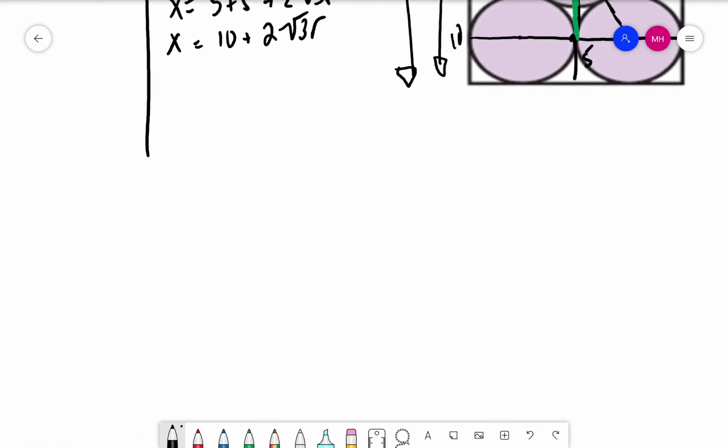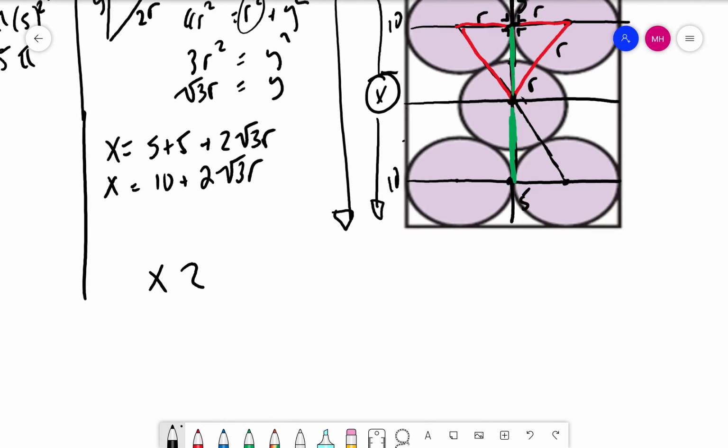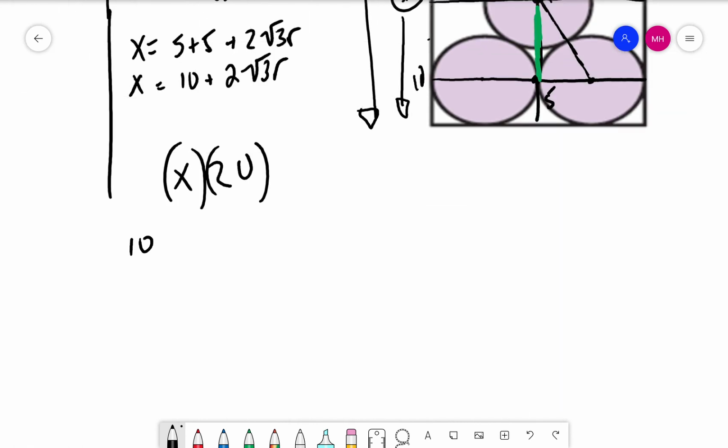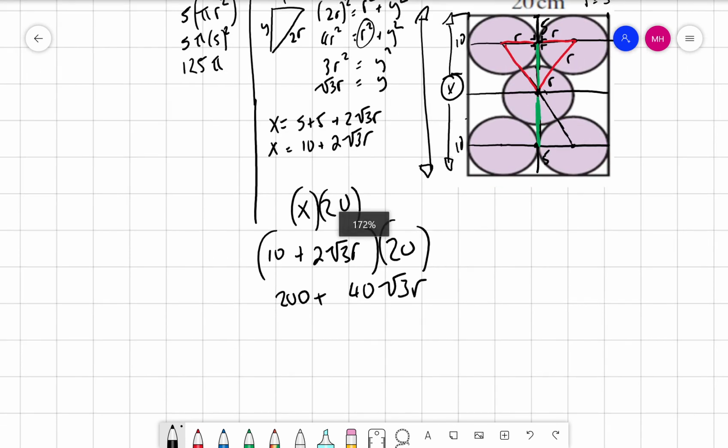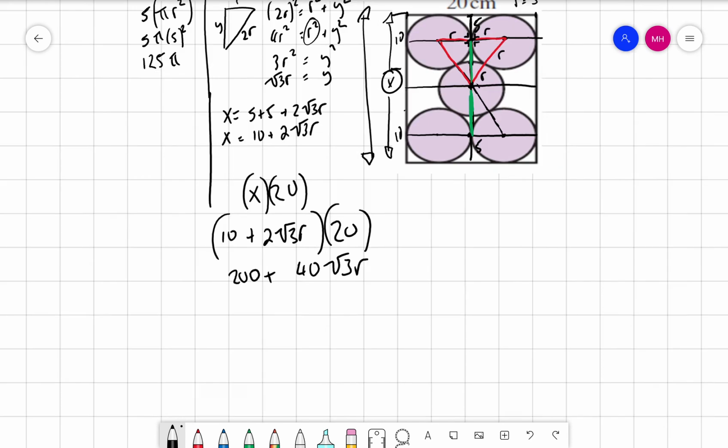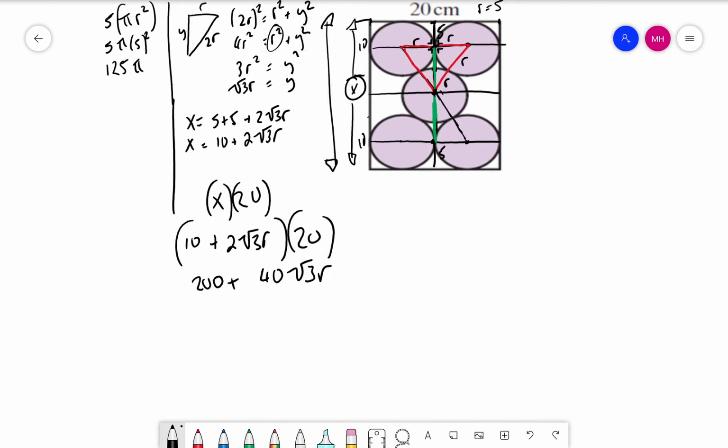So now that you've done that, you've got to find the area of the rectangle. So it's length by width, x by 20. And we know that x is equal to 10 plus 2 times the square root of 3r. Got to multiply that by 20. You're getting 200 plus 40 square root of 3r. So you've got to subtract that from 125 pi.